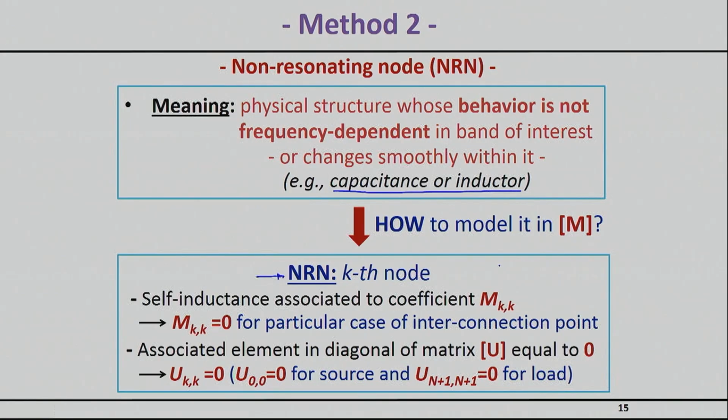One is that once you have a node in the filter layout and it's a non-resonating node, then essentially its self resonance will be set to 0.